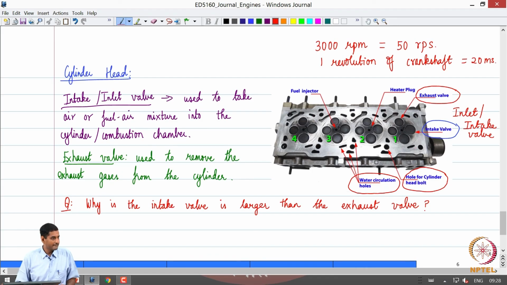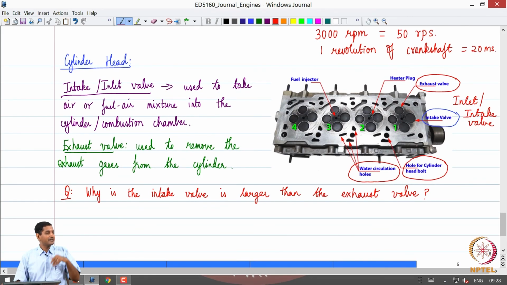But why exactly for the same time? Same time because you need to accommodate other strokes, we are going to look at that shortly, right. Typically we want to complete the intake process in one stroke of the piston and the exhaust process also in one stroke of the piston, okay. So you see that the time available is pretty much the same, so you need a larger intake valve, right. So that is the cylinder head, okay.